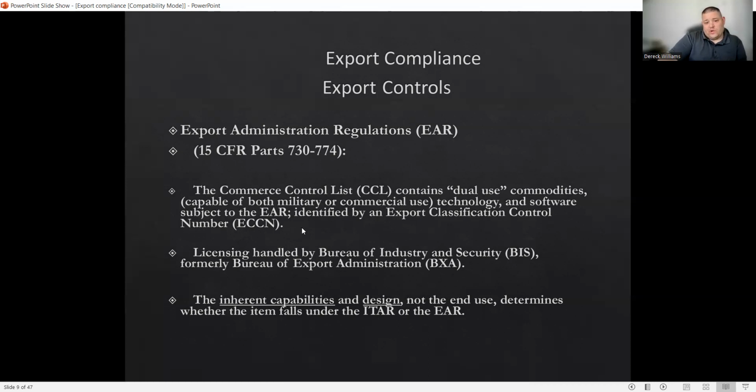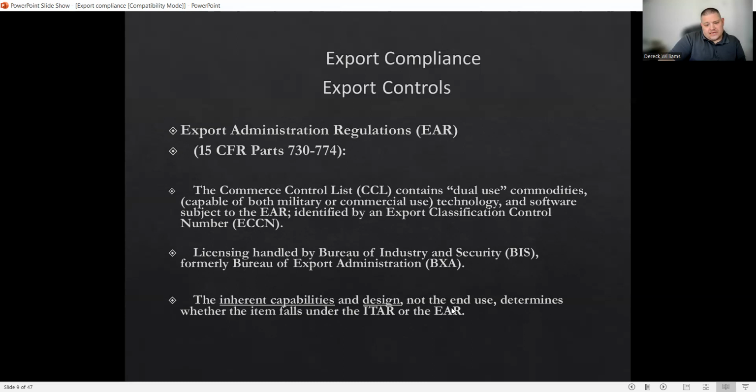So if you're looking to export these items, there's some documentation you're going to have to fill out, and you're going to have to identify your ECCN by going through that CCL list. The licensing is handled by the Bureau of Industry and Security, or BIS. It's formerly the Bureau of Export Administration.